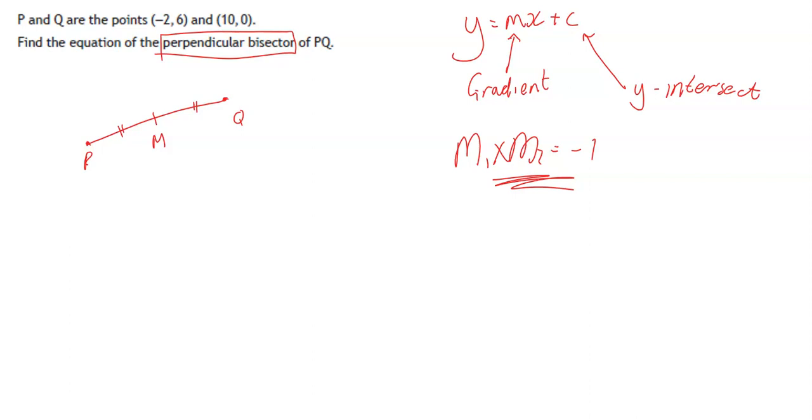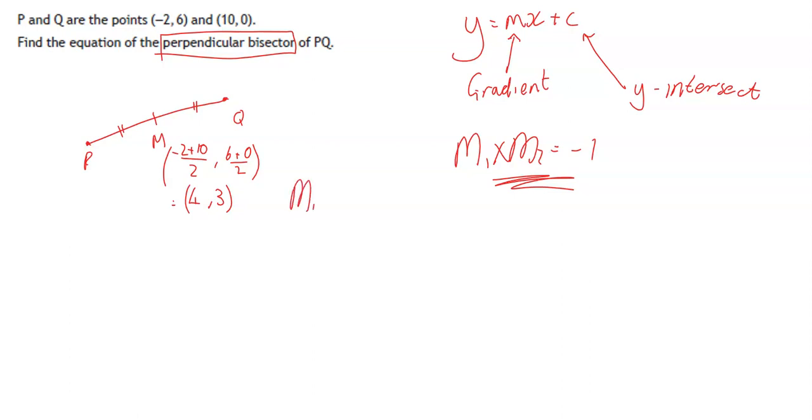So, first things first, let's figure out M, our midpoint. To do that, add up the x parts of the coordinates, halve them, add up the y parts of the coordinates, halve them, and we have our midpoint. So I'd do -2 plus 10 over 2, and 6 plus 0 over 2. That gives my midpoint of (4, 3). So that's what I know M is equal to. It's at (4, 3). So now I have the point.